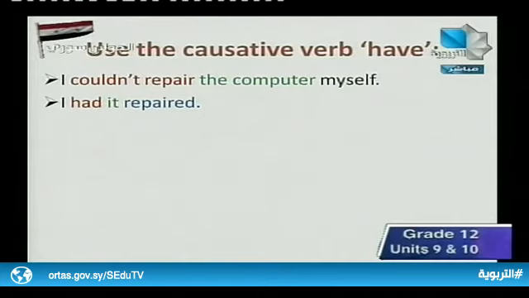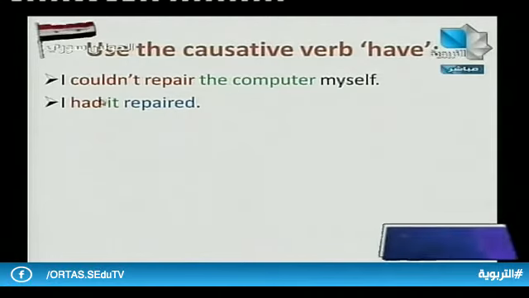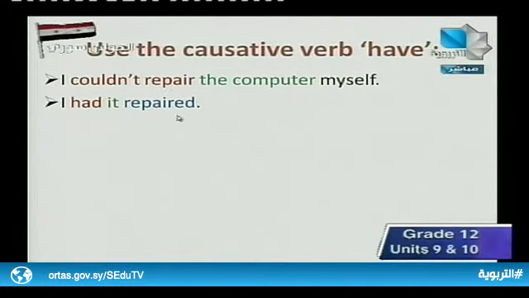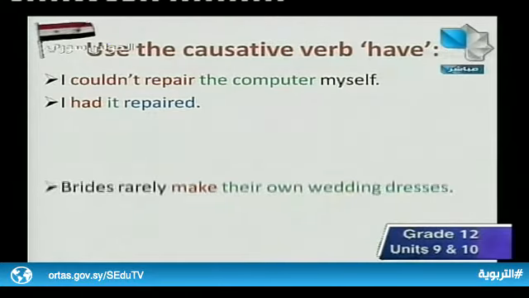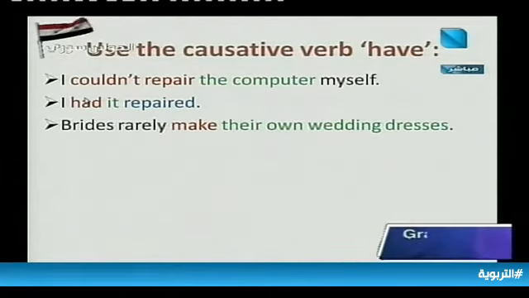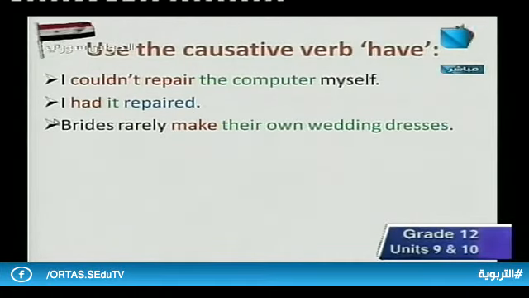The subject is I, the same. Now the tense is the past, so we put have in the past tense. So it's I had. The object is the computer. We don't need to repeat the computer. We can use it. I had it. Now the past participle of the main verb. What is the main verb of the sentence? Repair. So the past participle is repaired. So the causative sentence would be I had it repaired. Subject, then had, object, and past participle. The next one, please.